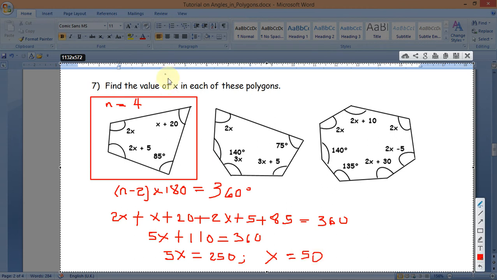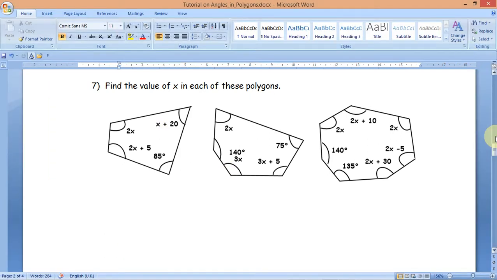We are asked to find the value of x, guys. Sometimes the examiner can ask you to find the value of 2x, then that will be 2 times 50. Then if you have to find the value of x plus 20, that will be 50 plus 20, that will be 70. So we can go to the next question now.